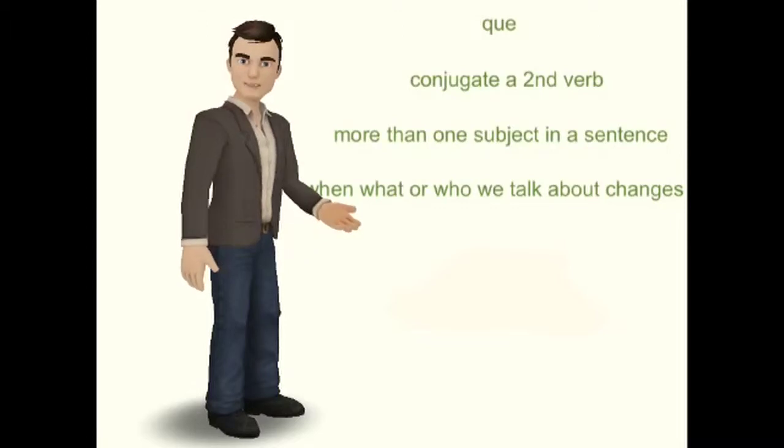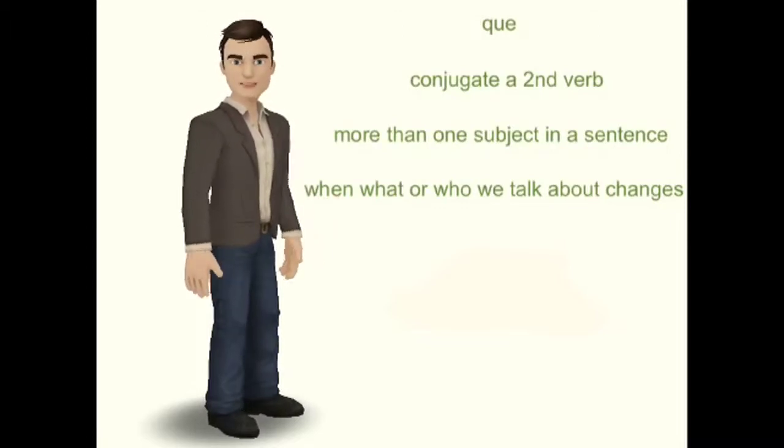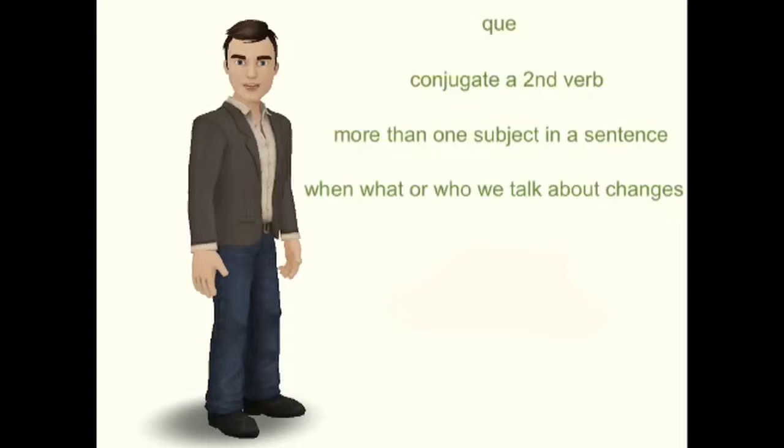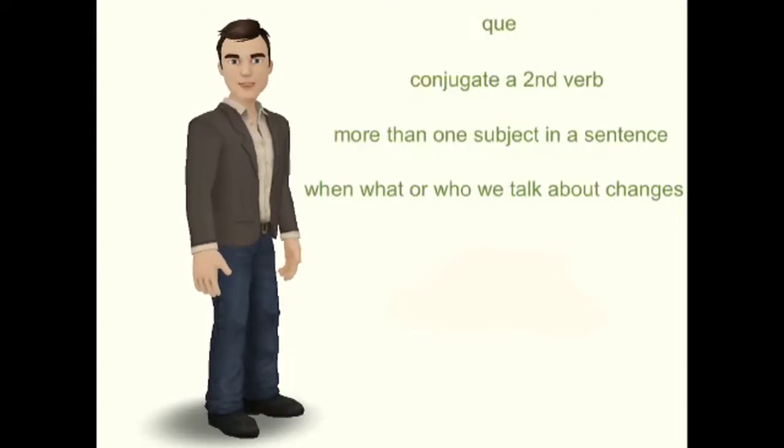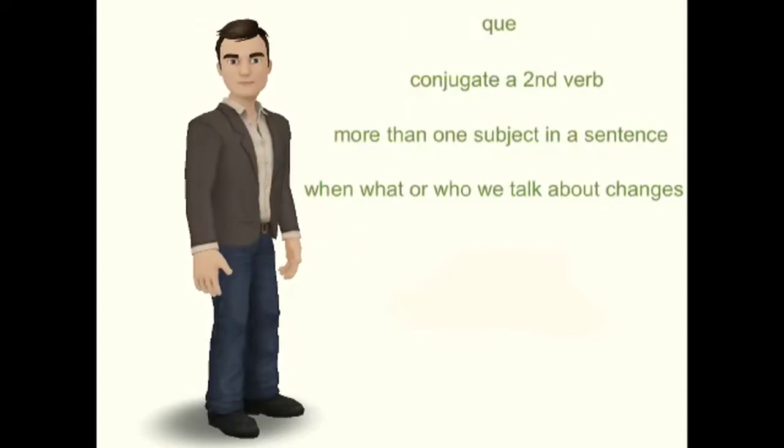So, in all seriousness, you use que to break up a series of verbs. It is used when you need to conjugate a verb that was not first in a sentence, when you have more than one subject in a sentence, when what or who the verb is talking about changes.